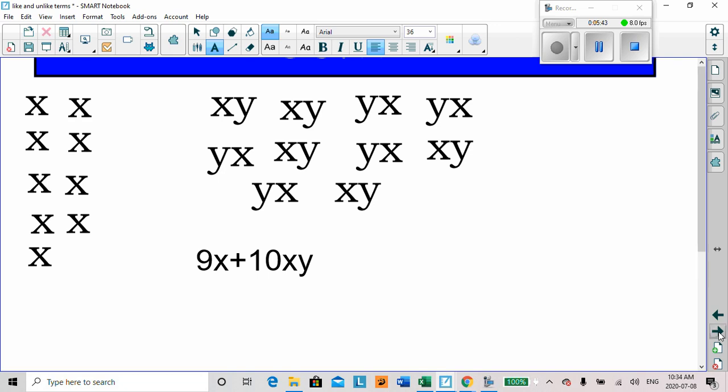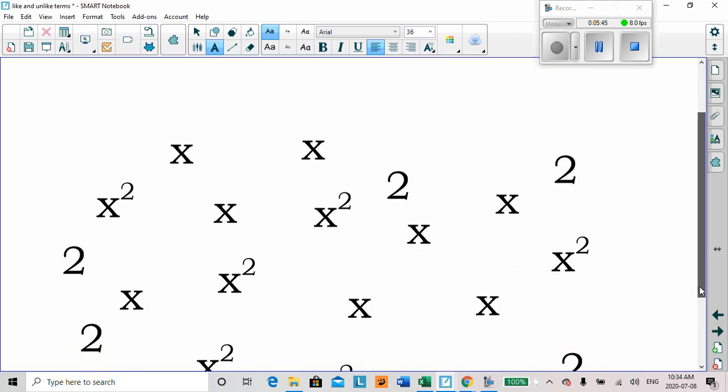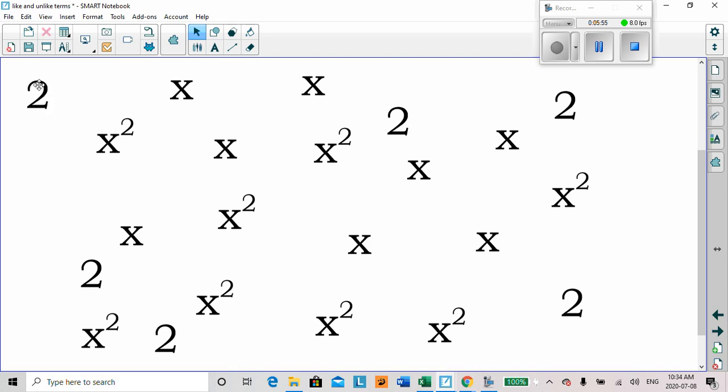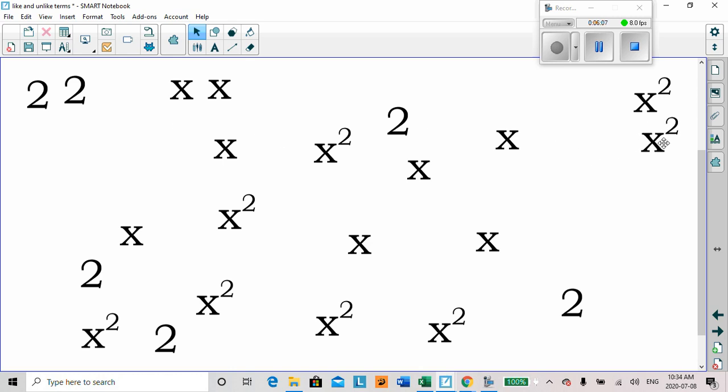Let's try another one. This time, it's important that we keep the x's separated from the x squareds, and the 2's are different also. So I'm going to put all of my 2's into one pile, my x's into another pile, and my x squareds into another pile. And I'm going to pause this while I move them all around to save time.